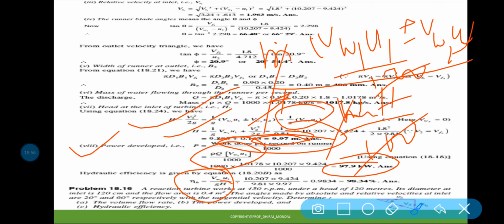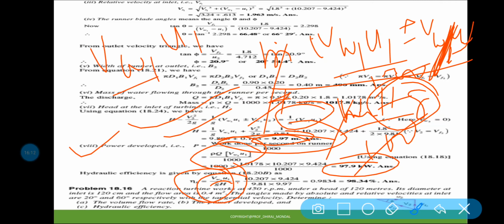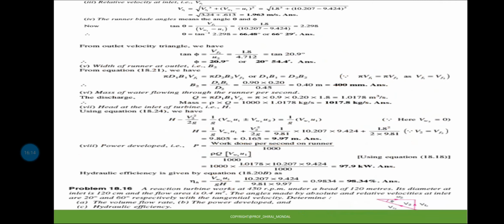So by gH. So here basically gH will remain, and this part will be 0, because VW2 is equal to 0. And why is VW2 equal to 0? Beta is your 90 degree. That is why it is coming VW1 U1 by gH. Clear? So that is why hydraulic efficiency you can get 98.38%. That is the answer. So I think it is clear now.